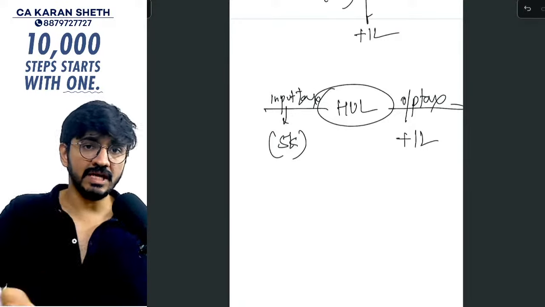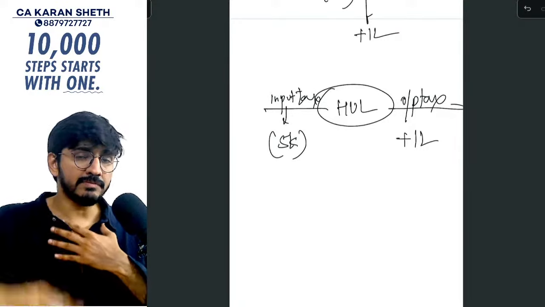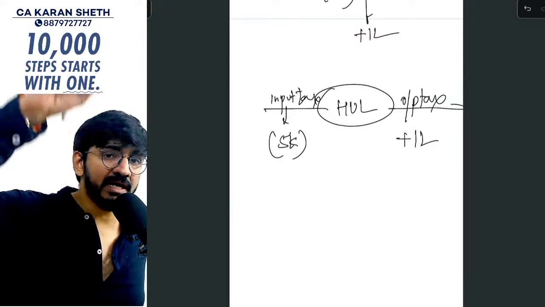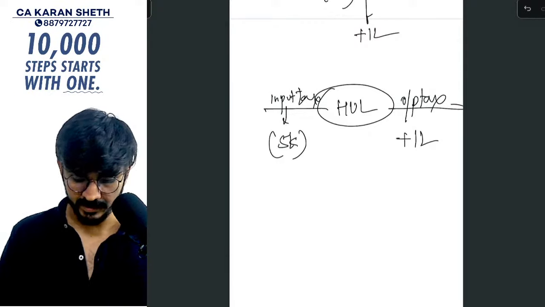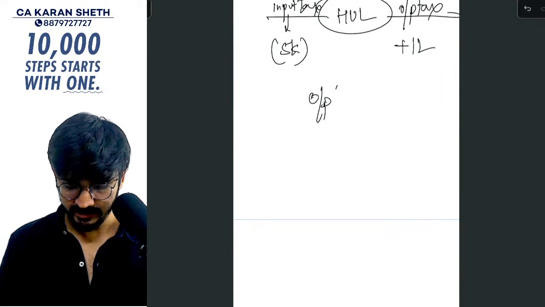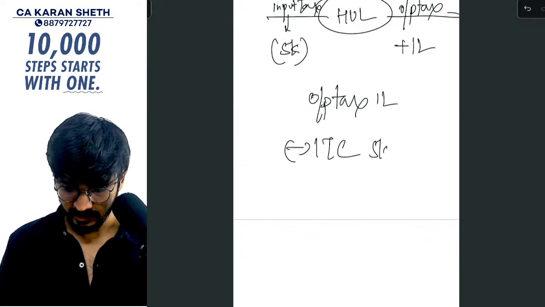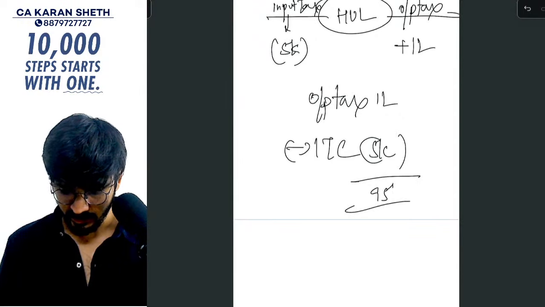Out of that 1 lakh, he will keep 5,000 with himself, and the remaining 95,000 he will pay to the government, because output tax is 1 lakh, ITC is 5,000, and the cash payment is 95,000.